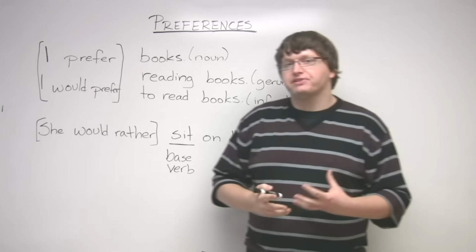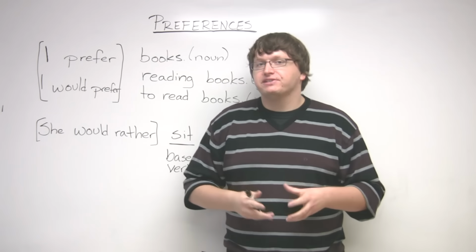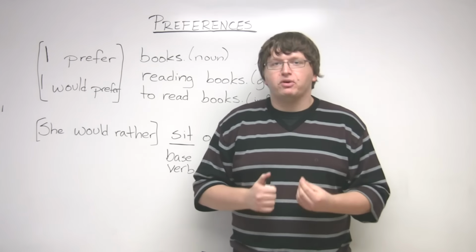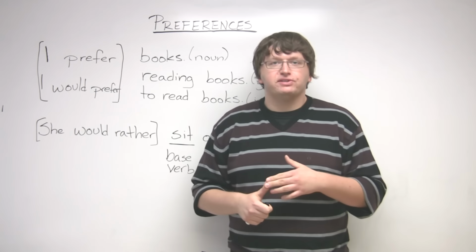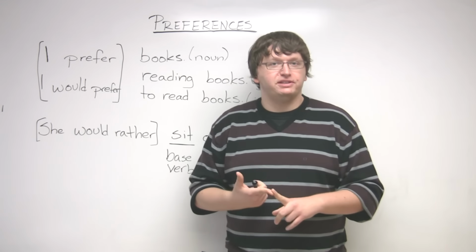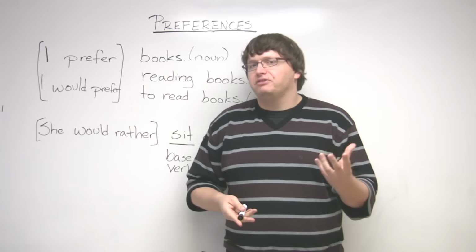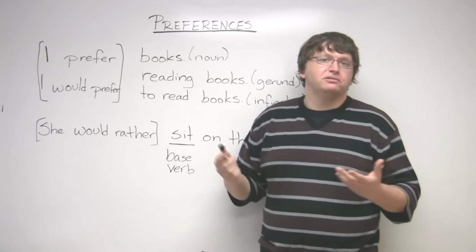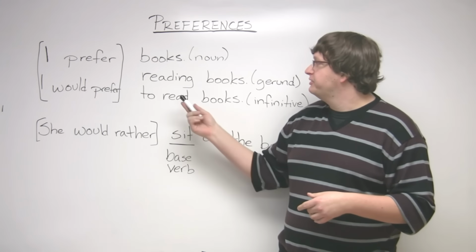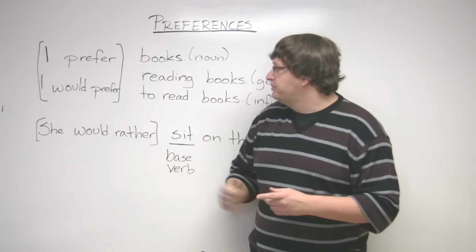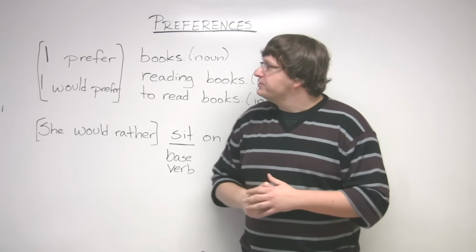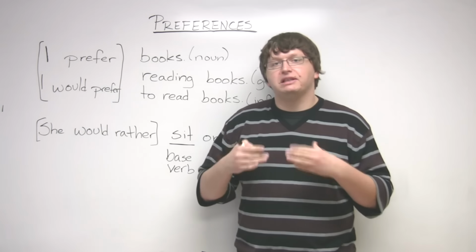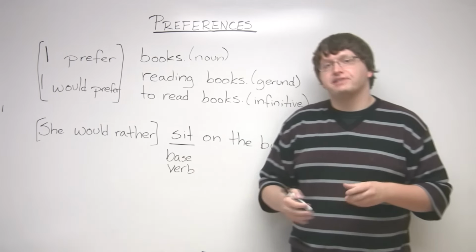Okay, so what are preferences in general? Well, preferences refer to things you like better than other things. So if someone asks you, do you like reading books or do you like watching TV? If you want to make a general statement, you would say, I prefer books. You can also say, I prefer reading books. I prefer to read books. So we have three different statements here to show preference, to show that we like something better than something else.